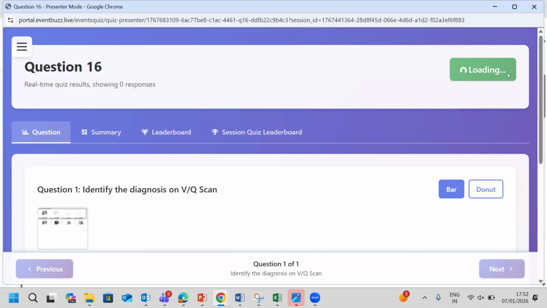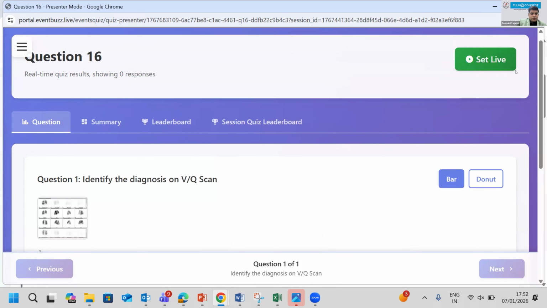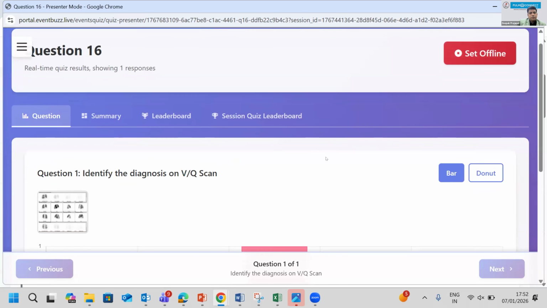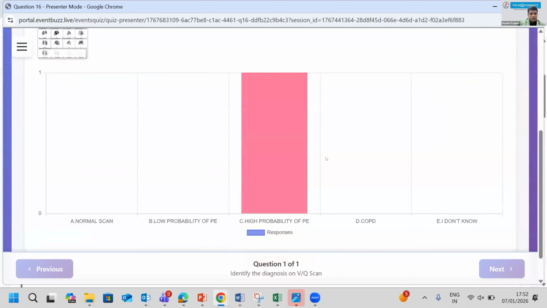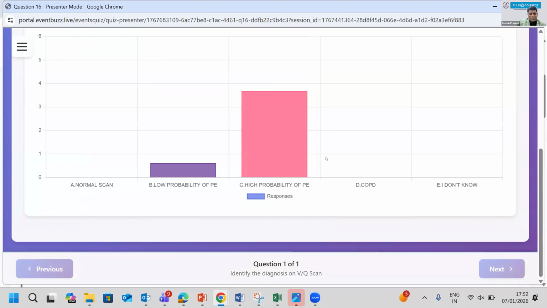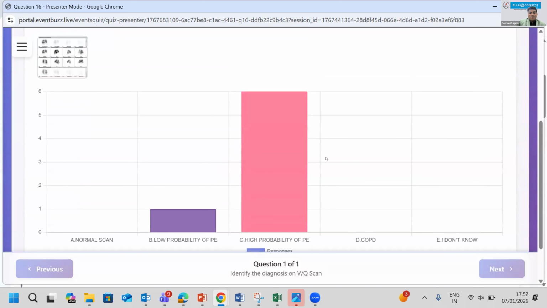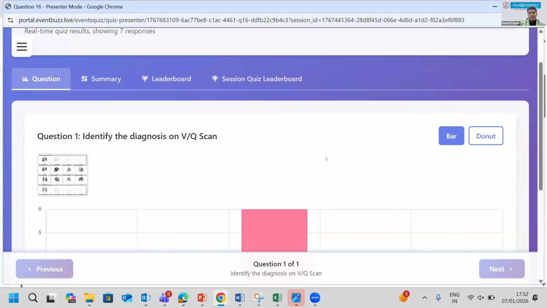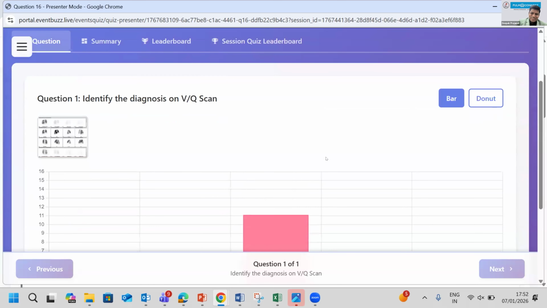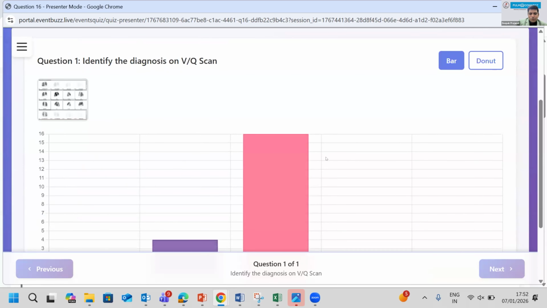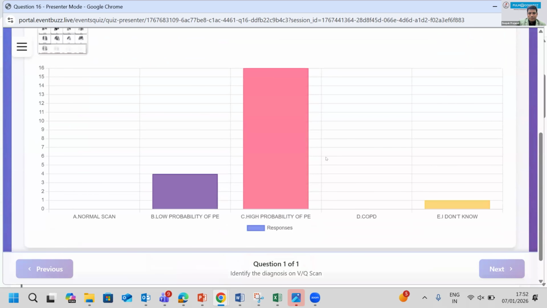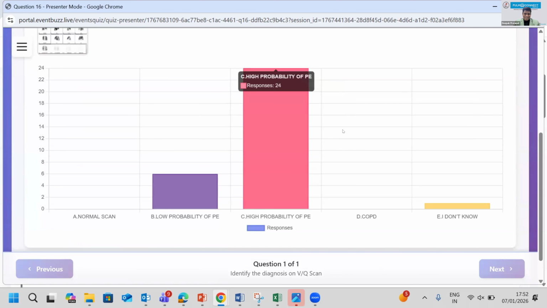So now, sir, the last question, number 16, is live. So this is the VQ scan image. So identify the diagnosis on the VQ scan image. So what does this image show? The normal scan, it's a low probability PE or high probability PE, or you just don't know, or it's a COPD.